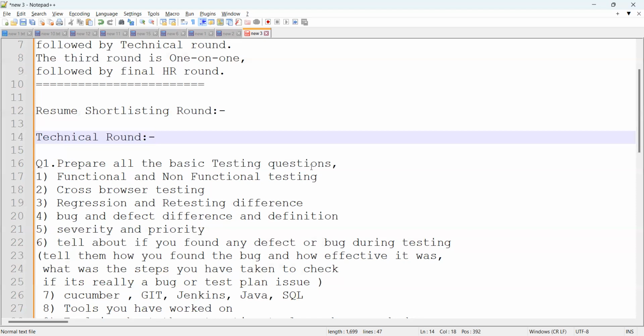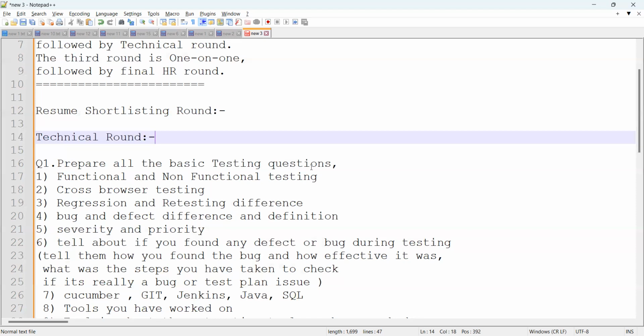That includes your cross browser as well as cross platform testing. Another question is the difference between regression testing and retesting. So this is a very important question. Regarding regression testing and retesting, you have to be very specific about what is retesting and what is regression testing.